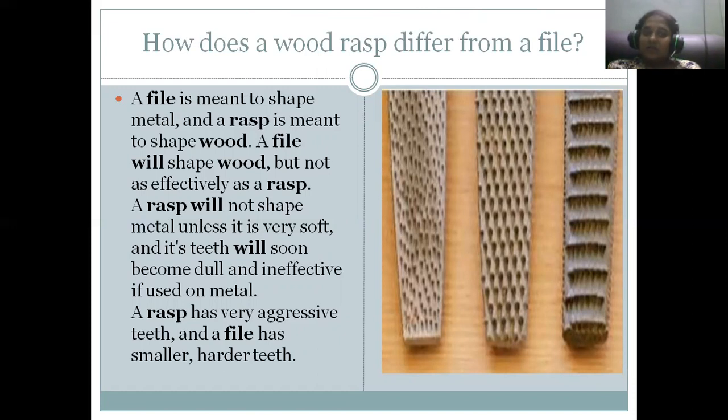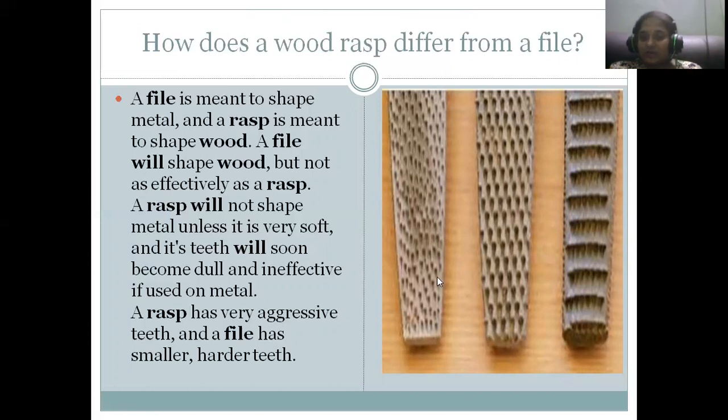A file is meant to shape metal and a rasp is meant to shape wood. A file will shape wood but not as efficiently as a rasp. A rasp will not shape metal unless it is very soft, and its teeth will soon become dull and ineffective if used on metal. A rasp has very aggressive teeth and a file has smaller teeth.